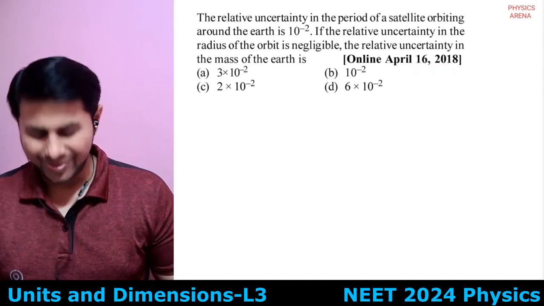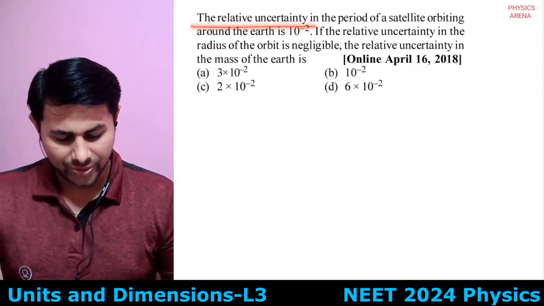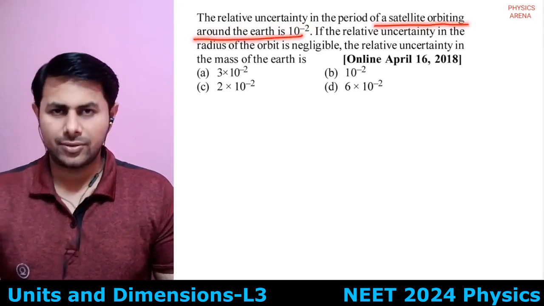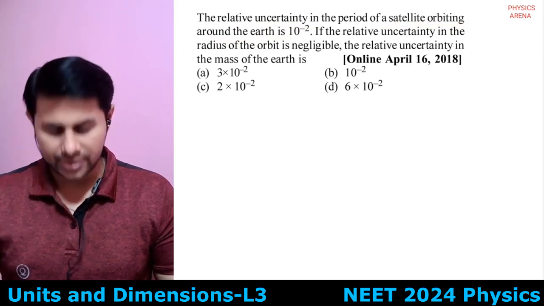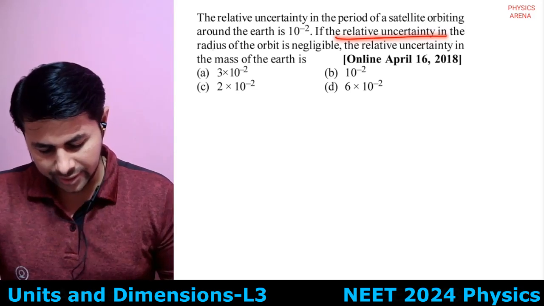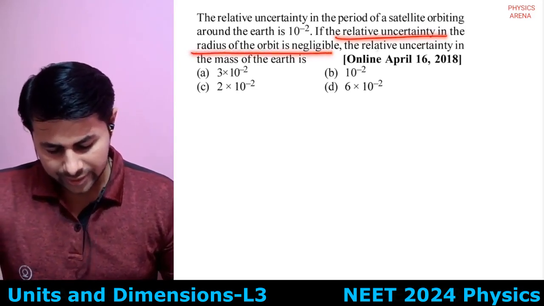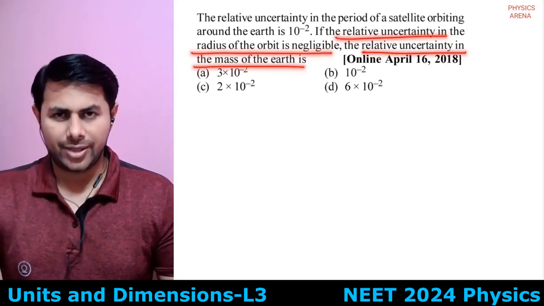Okay, but it is similar. The relative uncertainty in the period of a satellite orbiting around the Earth is 10 raised to minus 2. If the relative uncertainty in the radius of orbit is negligible, the relative uncertainty in the mass of the satellite is. So here you need to know the formula.